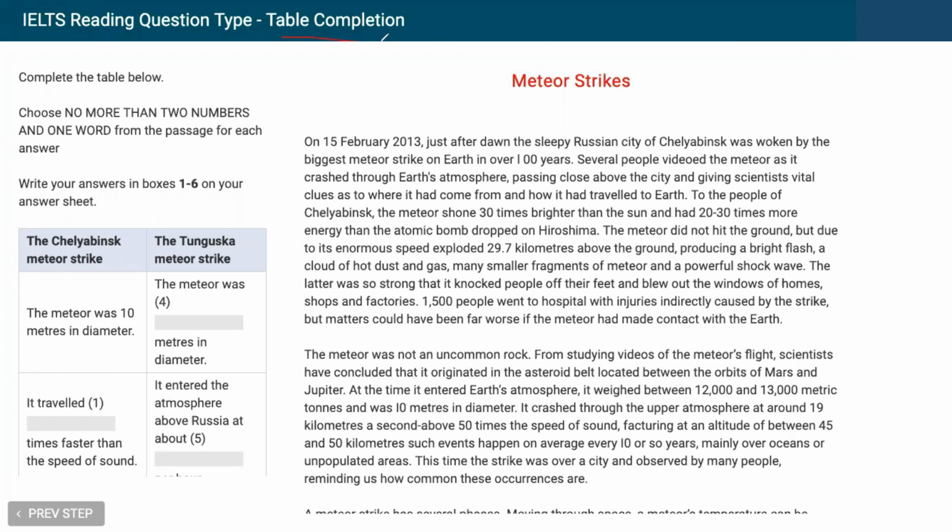Today we're going to look at the table completion question type. This question type is probably the most unique question type, and it's the most different to the other questions. And so sometimes students don't expect this question type on the exam, but it's very important to prepare for it and to know how to best approach this table completion question and ultimately succeed.